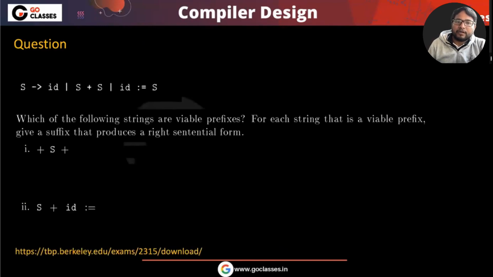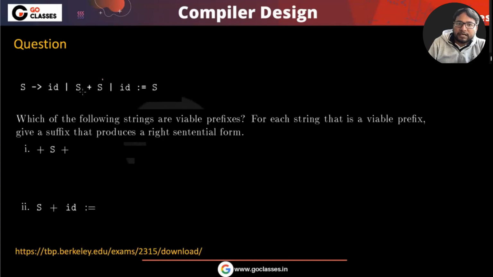Okay, let's solve this question. Which of the following strings are viable prefixes? For each string that is a viable prefix, give a suffix that produces a right-sentential form. So what you need to append so that it will be the right-sentential form. Just tell me this: is this a viable prefix? Can this be part of the stack? S plus ID equal. Can you append something here such that you finally get to the start symbol?